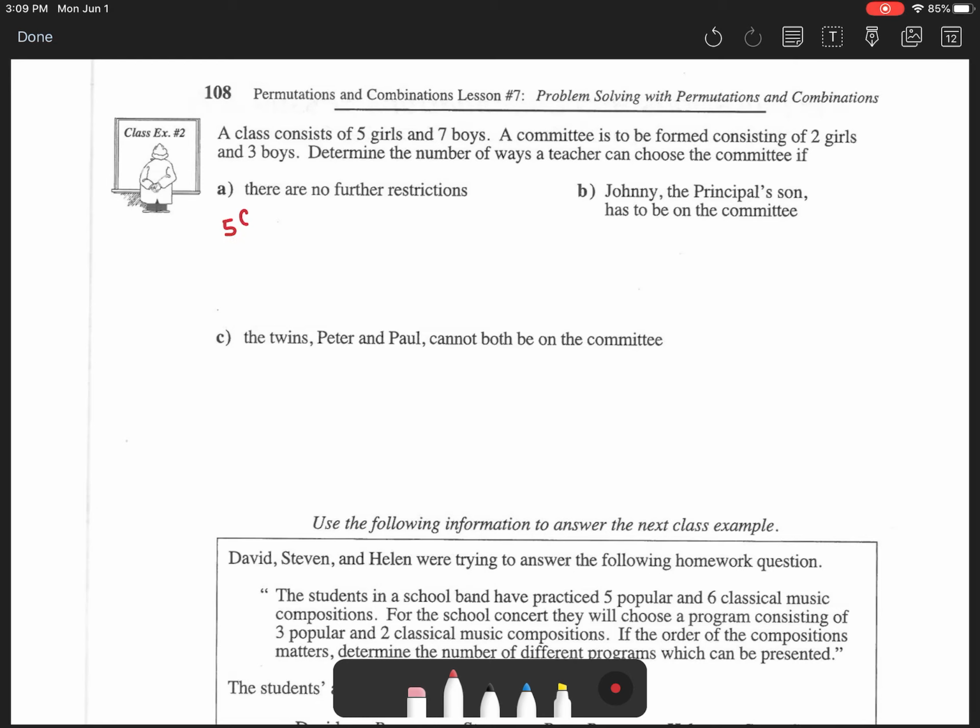There are 5 girls, and I need to choose 2 of them. So there is the calculation for the girls. The boys: how many boys? There are 7 boys, and I need to choose 3 of them. So 5 choose 2 is 10, and 7 choose 3 is 35. So 10 times 35 is 350, as a total calculation there.